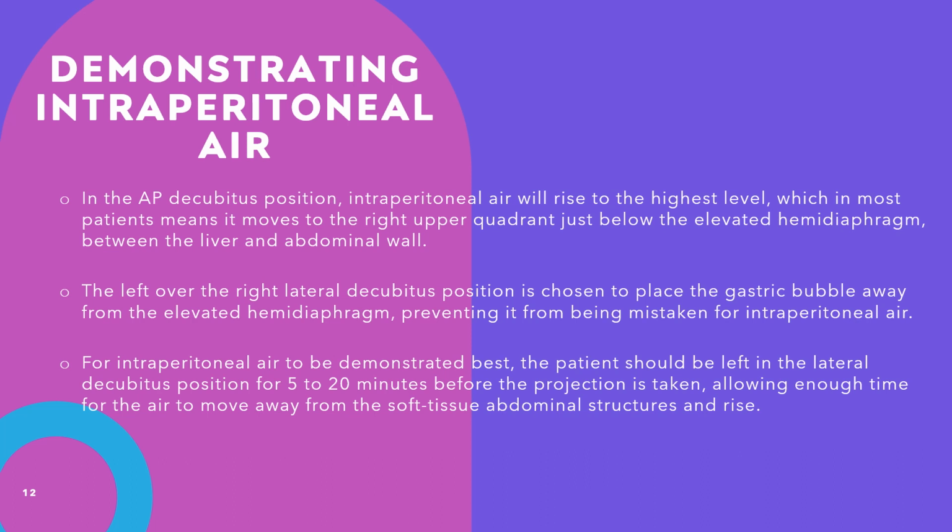For intraperitoneal air to be best demonstrated, the patient should be in the left lateral decube position for 5 to 20 minutes before the projection is taken, allowing enough time for the air to move from the soft tissue and the structures to rise. The AP decubitus projection is primarily used to confirm the presence of intraperitoneal air.